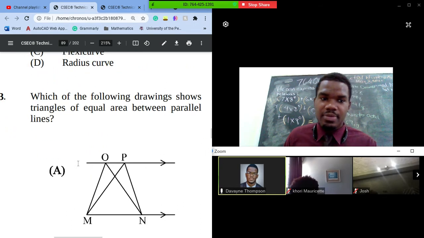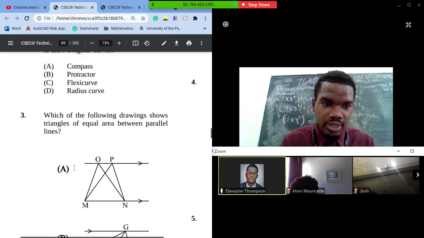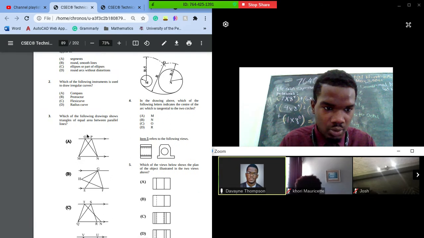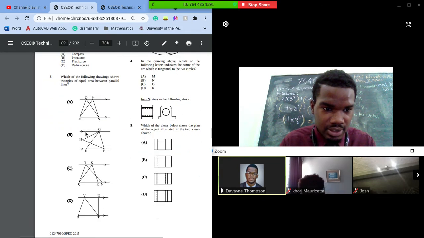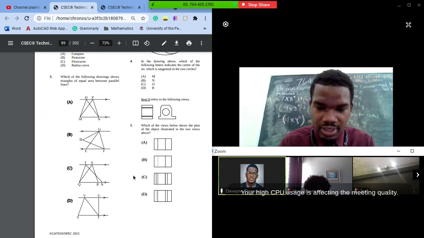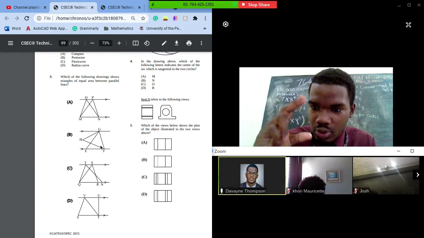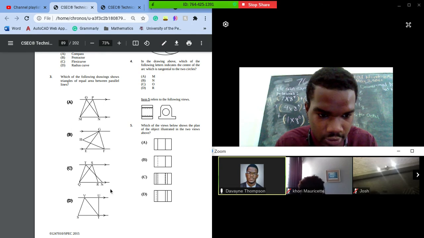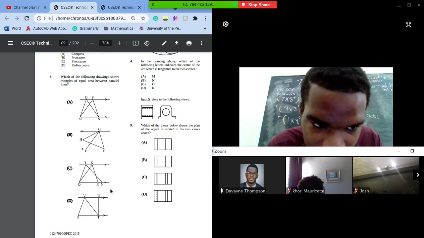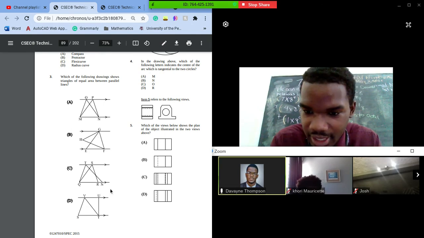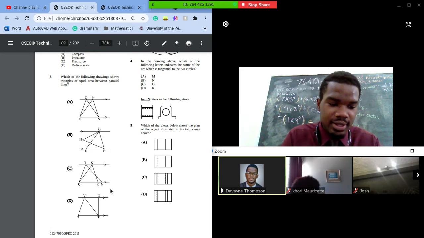Alright, this one's a little bit more difficult. It says, which of the following drawings shows triangles of equal area between parallel lines? So the two triangles must have the same area between two parallel lines. This one goes to Corey. Go with A, sir. Alright, so A. Why? Let's look at it. Let's prove it.